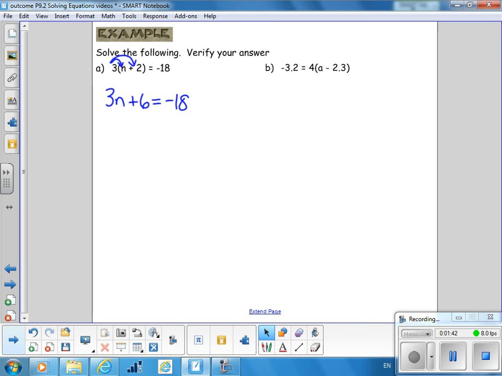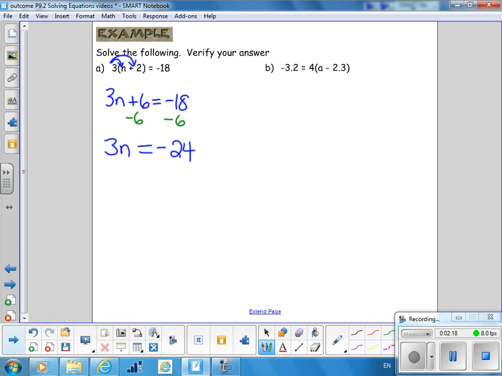Using inverse operations, we need to remove that positive 6. We want to be adding and subtracting 0. Inverse of addition is subtraction, so I need to subtract 6 from both sides. So I'll have 3n, 6 minus 6 is 0, equals negative 18 subtract 6 is negative 24. When you have negative values and you're adding them together, make very sure that you are doing it correctly. Integer addition with negative numbers is one of the places that people will often make mistakes. So be very careful with your signs.